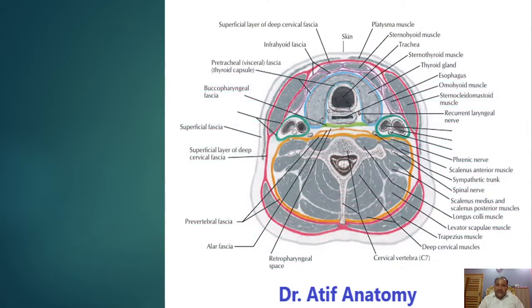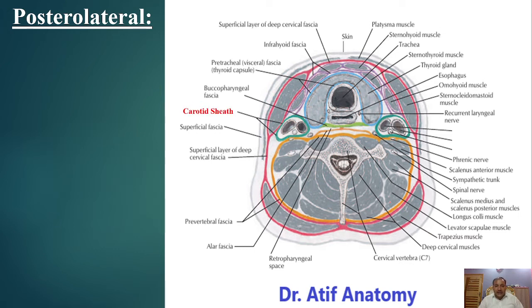Okay, now we see the posterolateral relationship of this thyroid gland. This all is the thyroid gland, and we will look into the posterolateral relationship. You find in green color the carotid sheath. If I say carotid sheath, you will recognize the three contents present in the carotid sheath. Number one is the common carotid artery. Number two is the internal jugular vein. Number three is the vagus nerve. These three are the contents of the carotid sheath.